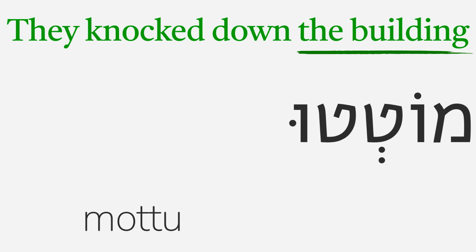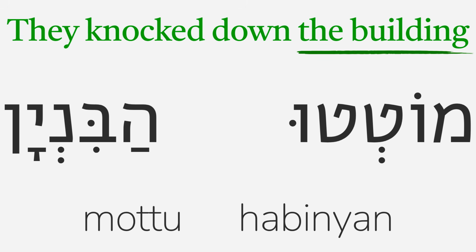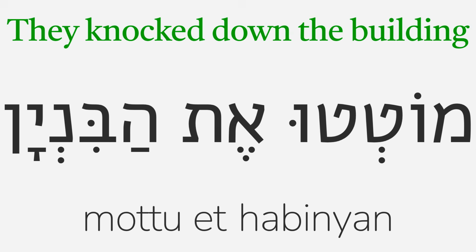The building is habinyan, which is the definite direct object of the verb motu, which means that the preposition et must go before it. So this sentence is motu et habinyan. They knocked down the building. Motu et habinyan. And that's all for today.